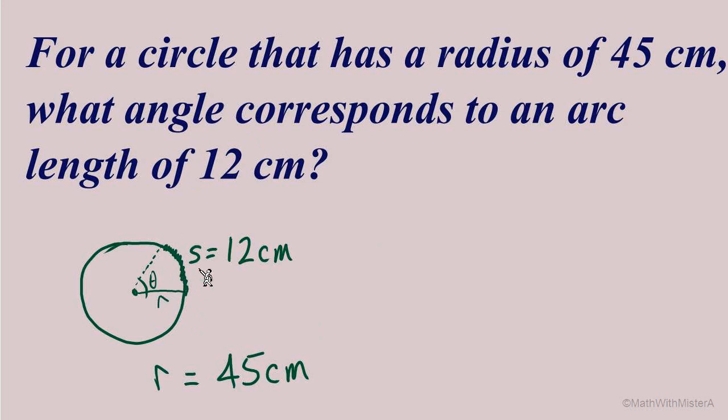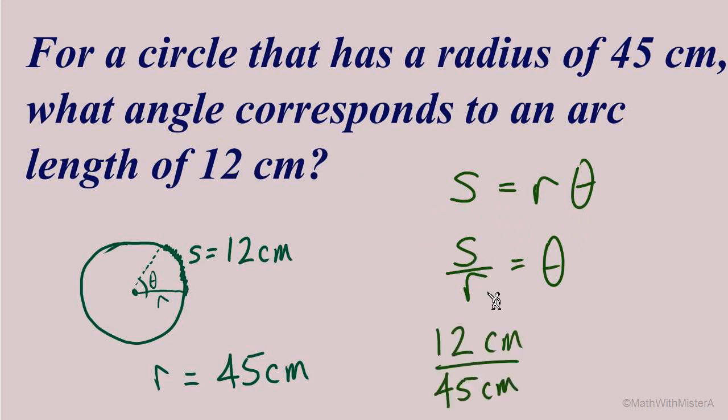So we have S, we have R, we're looking for theta, so we could use the formula S equals R theta. It's a good choice because S and R are known, theta is unknown, that's the angle that we're looking for. Let's solve this equation for theta, basically dividing both sides by R, and I have quantities I can plug in place of S and R.